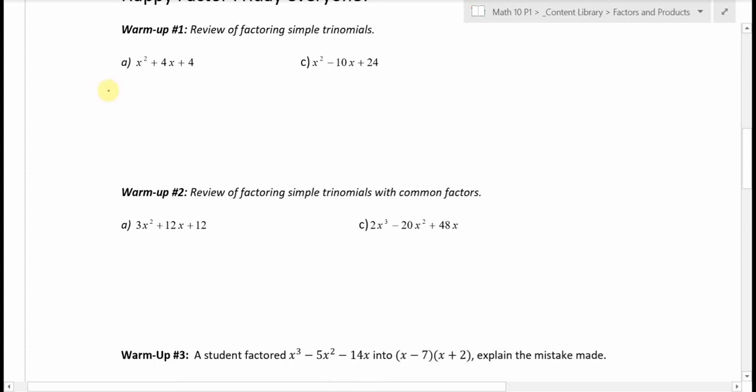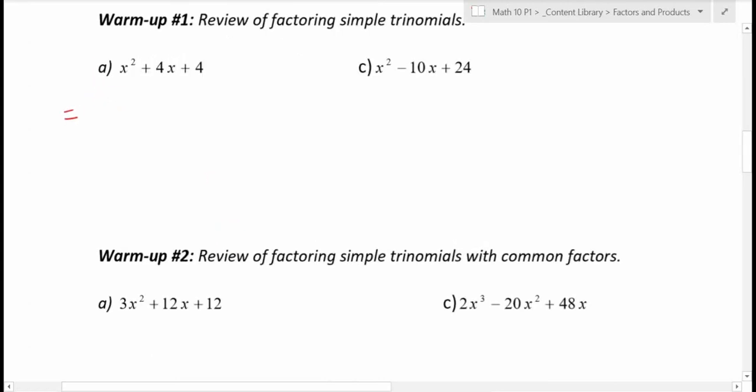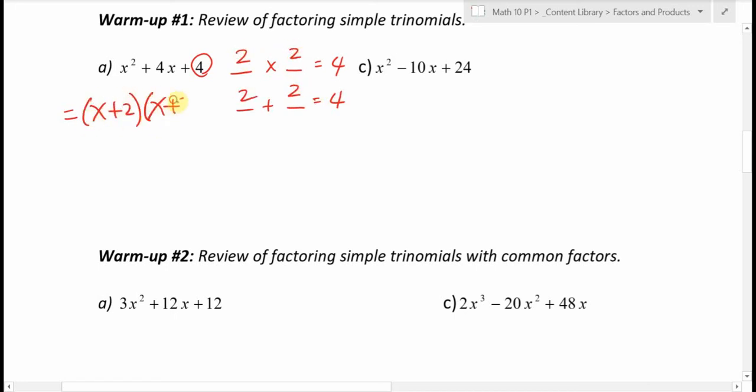Okay, so this one, hopefully quickly, if you recall, these are simple trinomials, so essentially we're looking for two numbers that multiply to the last term and add to the coefficient of the middle term, which is going to be 2 and 2. 2 times 2 is 4, and 2 plus 2 is 4. So that is just going to be x plus 2 times x plus 2, or we can rewrite that as x plus 2 squared.